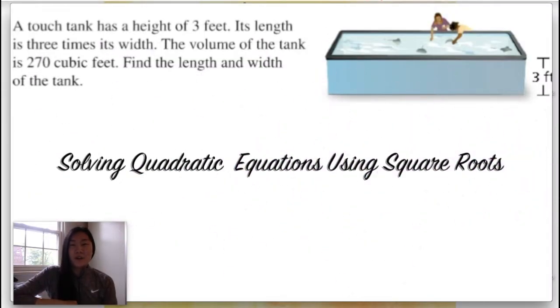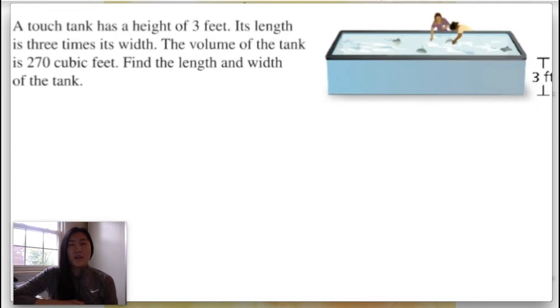We're going to work on some word problems today using our quadratic equations and square roots and properties of square roots. So here's a question. A touch tank has a height of 3 feet. Its length is 3 times its width. So length is obviously longer usually, so it's 3 times its width. The volume of the tank is 270 cubic feet. Find the length and the width of the tank.